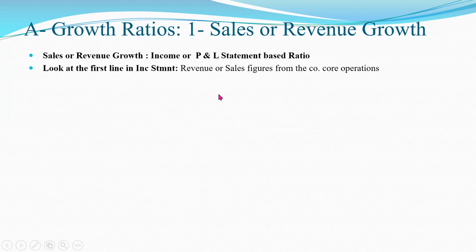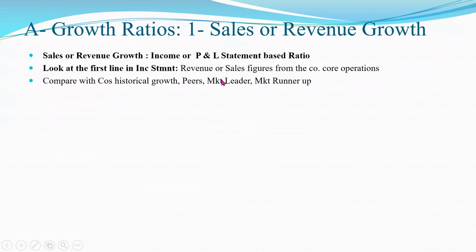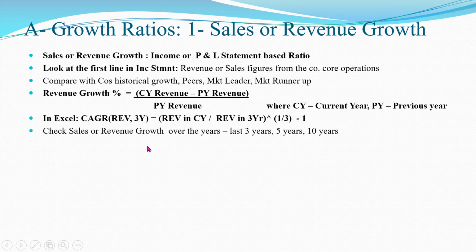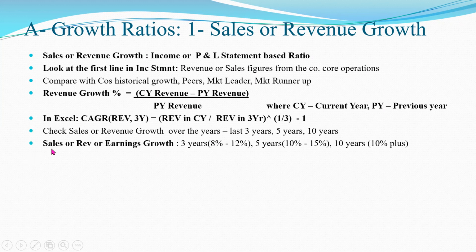This is part of your income P&L statement, the very first line in the statement. Look at the historical growth. Look at the peers in that group. Look at the market leader and market runner-up, and see where you belong. The formula is revenue growth in percentage: current year revenue minus previous year revenue, divided by previous year revenue, times 100. In Excel, we have this formula. Check your sales or revenue growth for the last 3 years, 5 years, and 10 years. This is easily available on screen also.